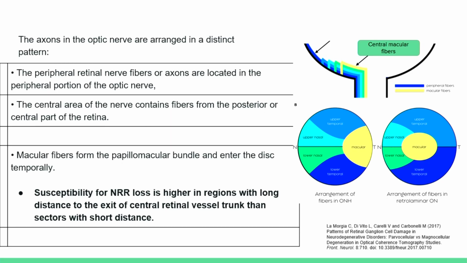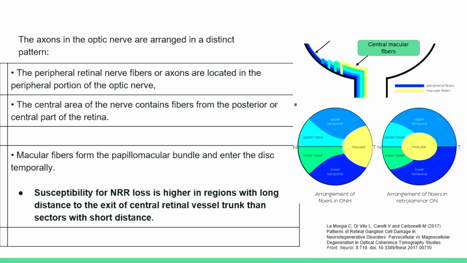Now, axons in the optic nerve are arranged in a distinct pattern. The peripheral retinal fibers or axons are located in the peripheral portion of the optic nerve, whereas the central area of the nerve contains fibers from the posterior or central part of the retina. The macular fibers form the papillomacular bundle and enter the disc temporally. The susceptibility for NRR loss is higher in regions with a long distance to the exit of the central retinal vessel trunk than sectors with a short distance. That is, the fibers in the periphery are affected first.